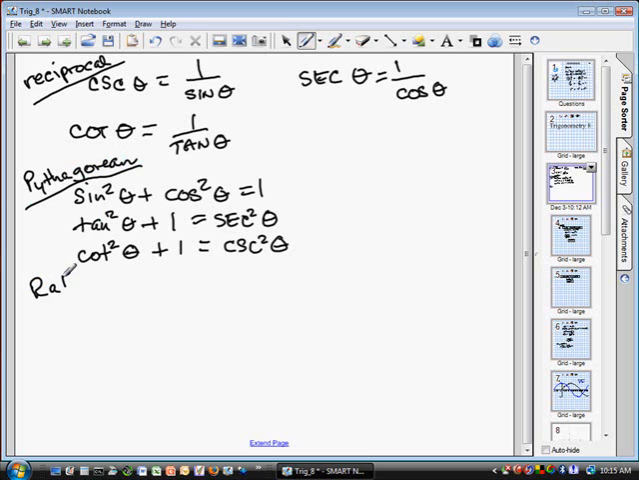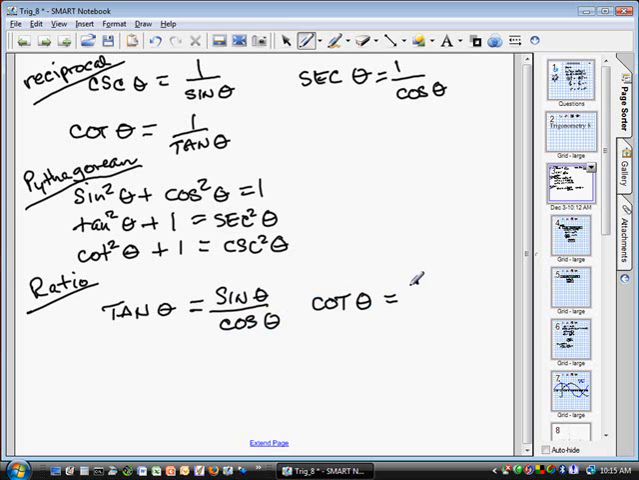And now I'm going to give you 2 new ones. They're called the ratio identities. Actually, you really only have to know one of these. And then the upside down version of this is that the cotangent is equal to the cosine over the sine. So there's new material for you today.